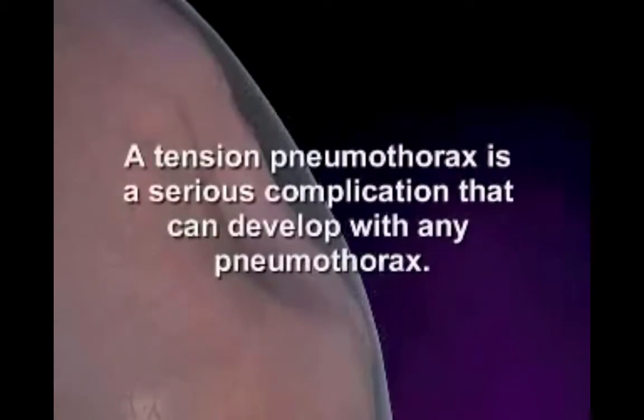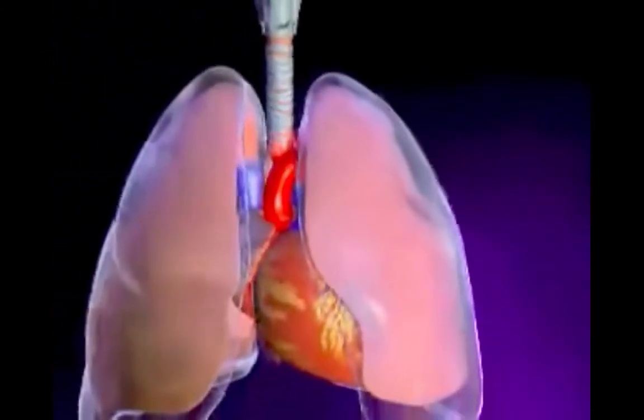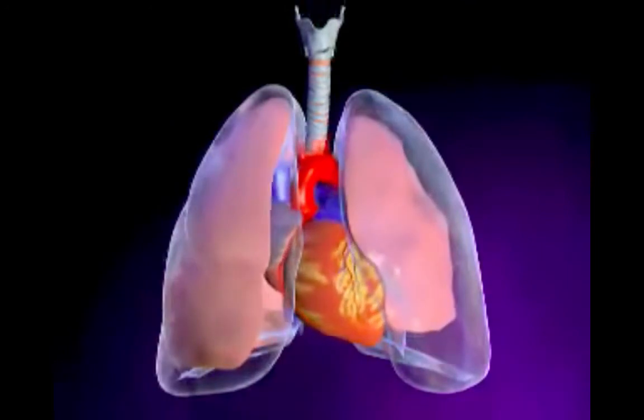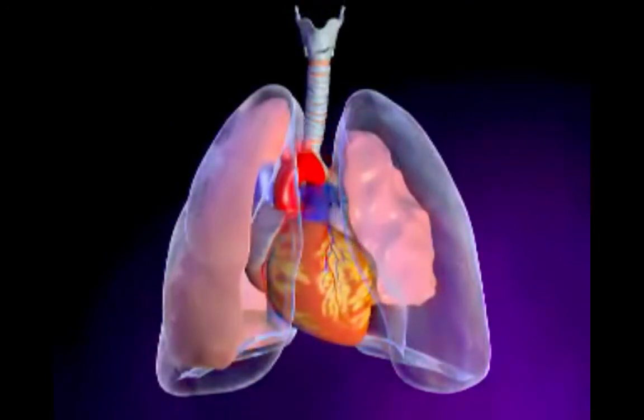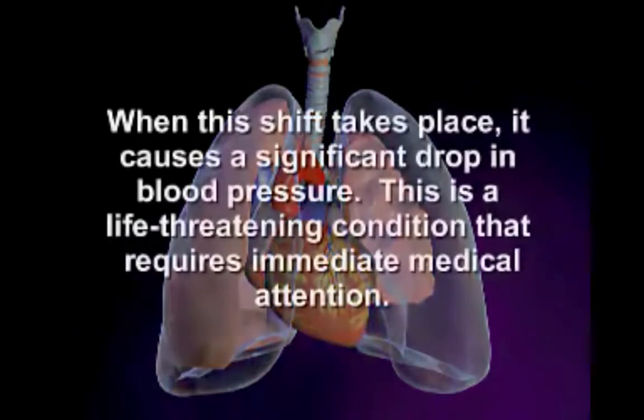A tension pneumothorax is a serious complication that can develop with any pneumothorax. If the pocket of trapped air cannot escape and continues to grow, the increased pressure in the pleural cavity can push the heart and major blood vessels to the other side of the chest. When this shift takes place, it causes a significant drop in blood pressure. This is a life-threatening condition that requires immediate medical attention.